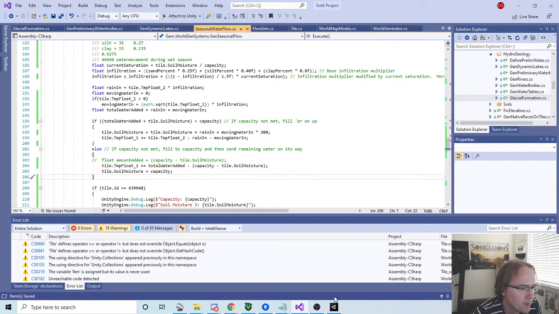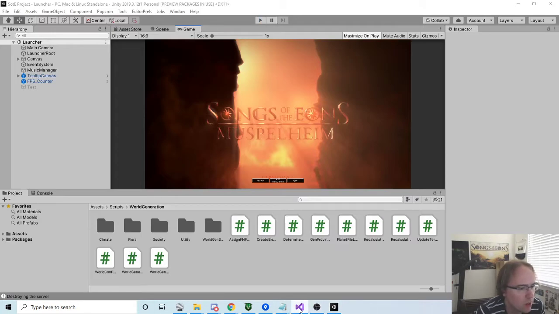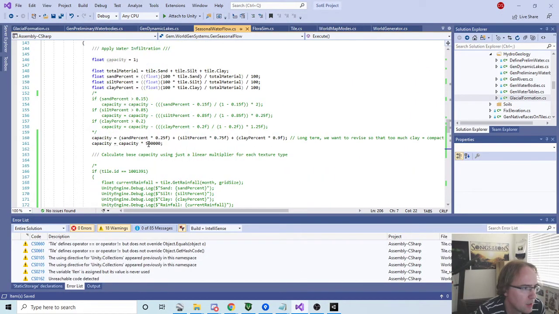Okay. Oh, wait a minute. We need to totally revise this. So here's the weird thing, right? Our capacity needs to be related to soil depth somehow. For now, we need to ask ourselves how much water can be stored in the soil.